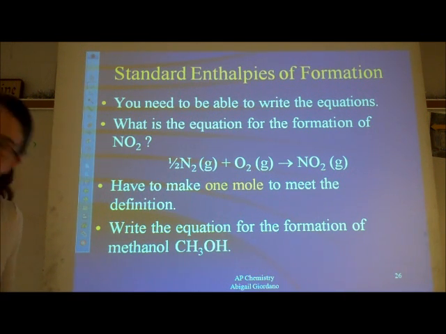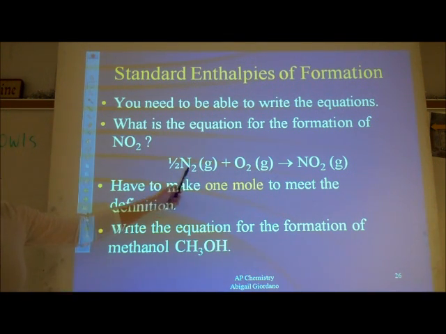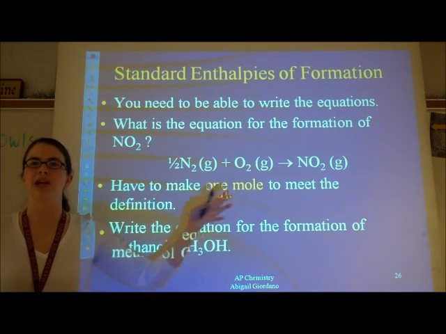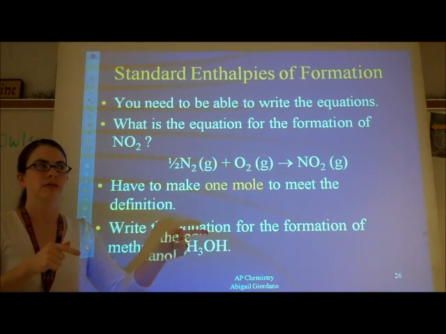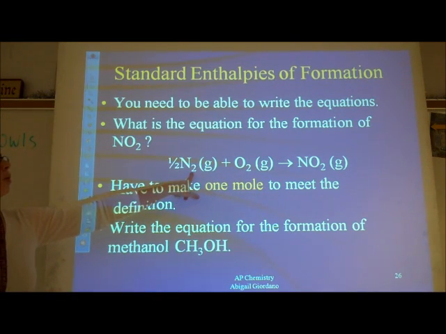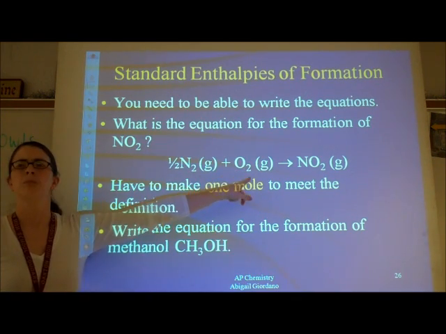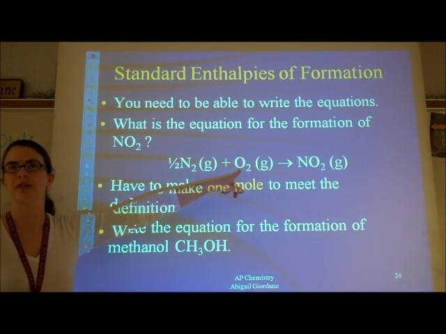Shout out the number. 34. Okay? 34 kilojoules. It's positive. 34 kilojoules are required to put nitrogen and oxygen gas together in order to form 1 mole of that compound. Now, why are there 2's right here? Because these are diatomic elements.